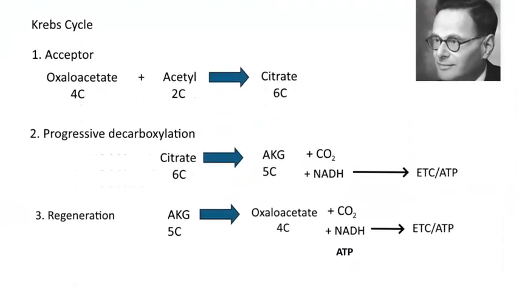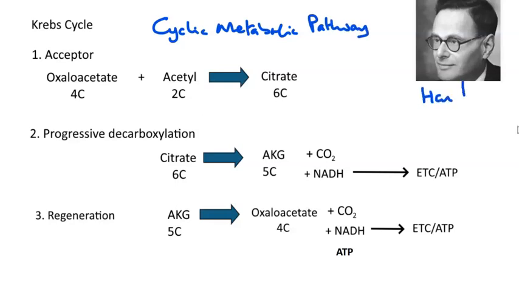The Krebs cycle is, of course, a cyclic metabolic pathway, and its details were determined by Hans Krebs. His image is shown here. And Hans Krebs was awarded the Nobel Prize for this work in 1953, the same year that Watson and Crick published their structure of DNA.